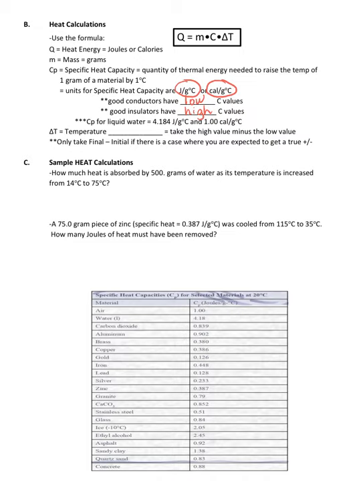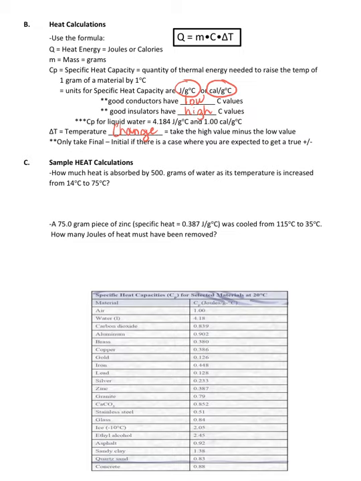The delta T, remember delta stands for change, so this is the temperature change. So you're going to take the high value minus the low value. Unless they want to know if the Q is positive or negative, and if that's the case, then you always want to take final minus initial. So if you are expected to get a true positive or negative value for Q, you will then want to take final minus initial.